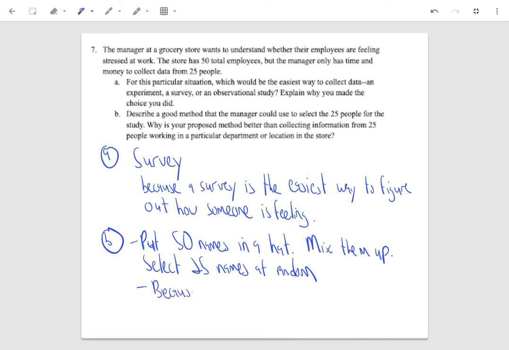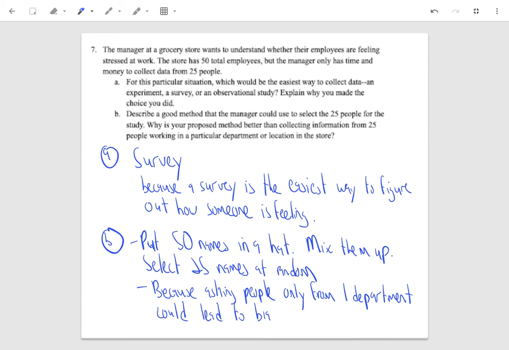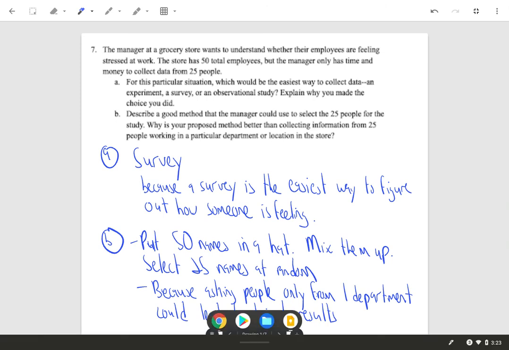Because asking people only from one department could lead to biased results. Okay. Again, the more random the method is, the less likely bias is involved. Okay, and that's it for number 7.